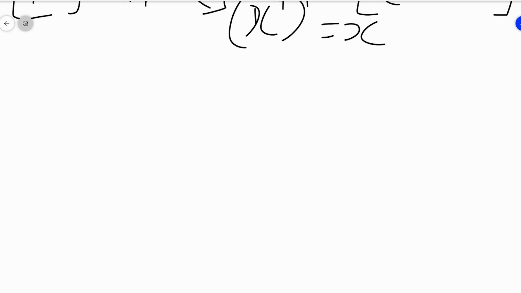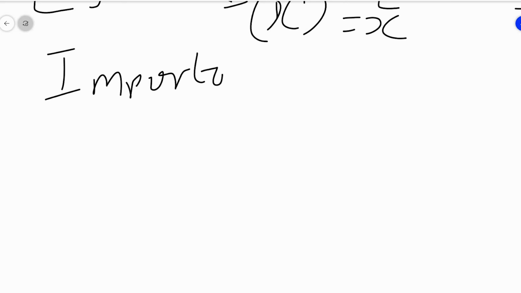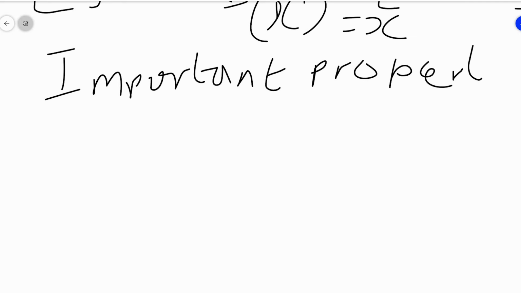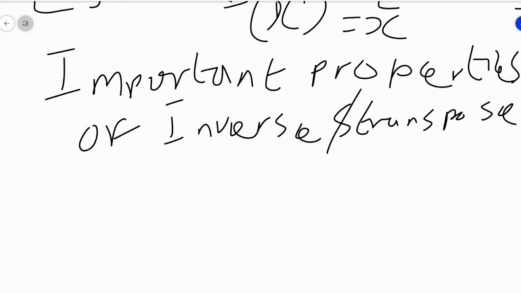So moving on, we have our number one property. Let me just write it. Important properties of inverses and transposes.